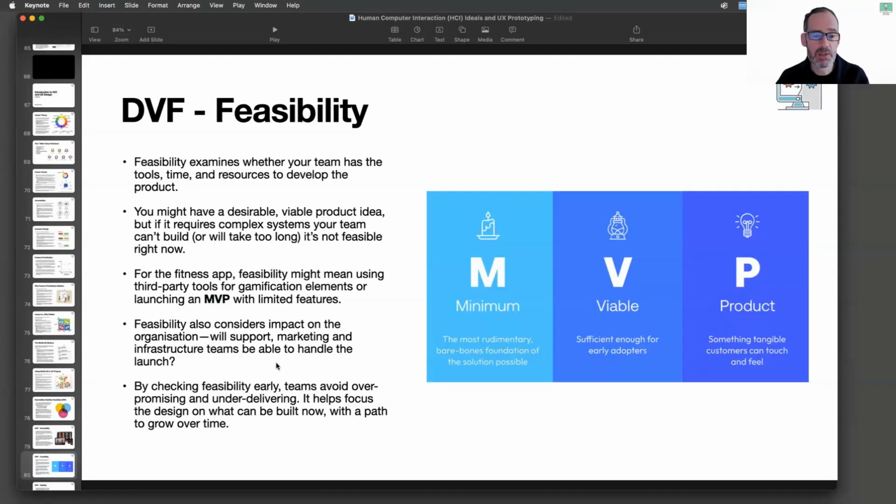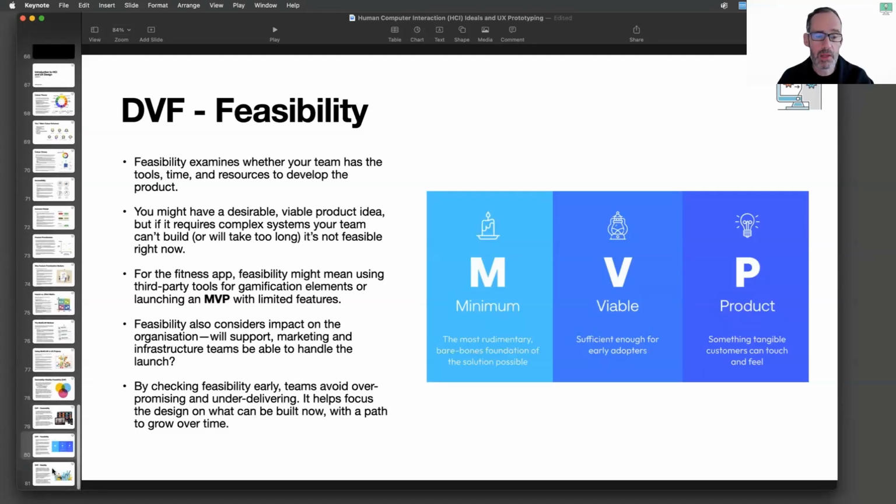Feasibility also considers the impact that the plan will have on the organization, and it looks at some of the operational things like who will support it, who will market it. Are our internal teams ready for this now? And by checking the feasibility early, the teams and the business can avoid over-promising and under-delivering.